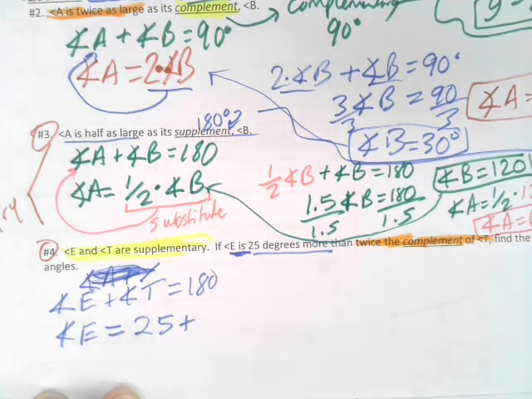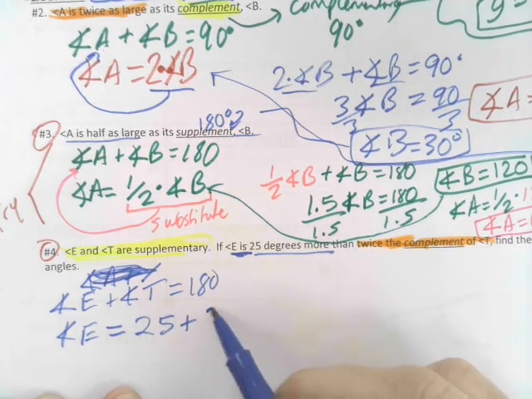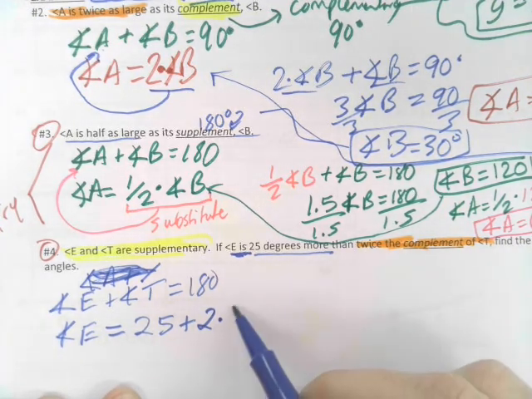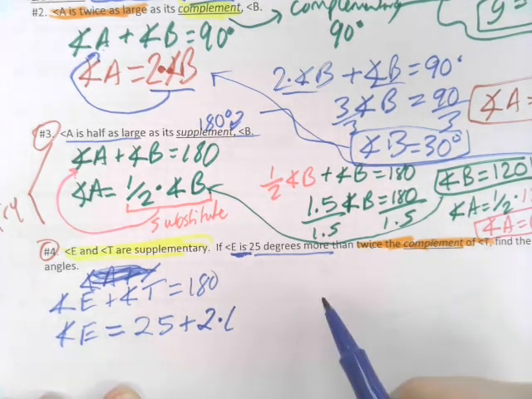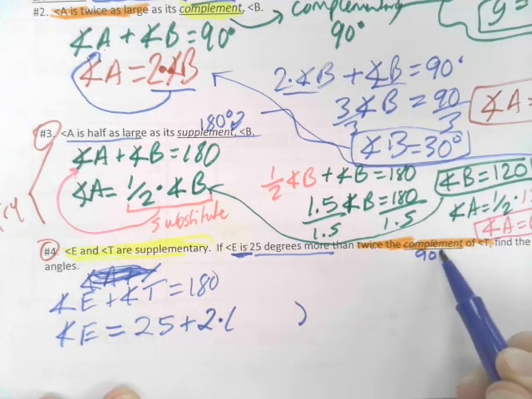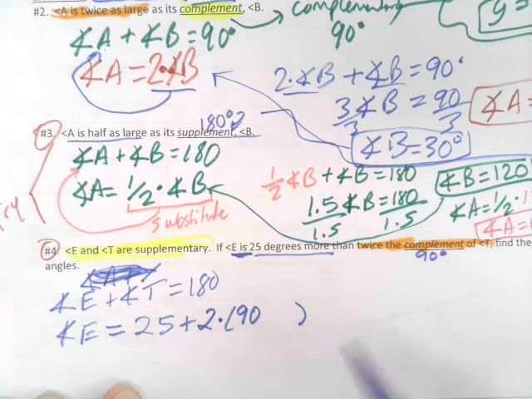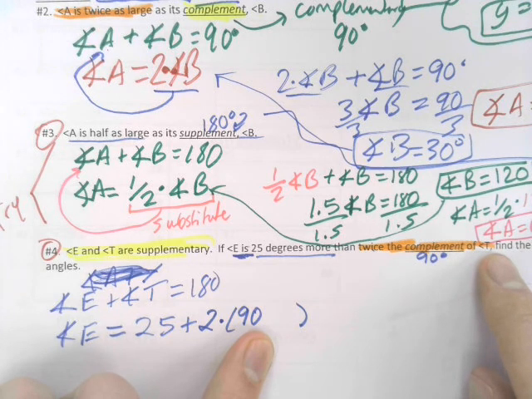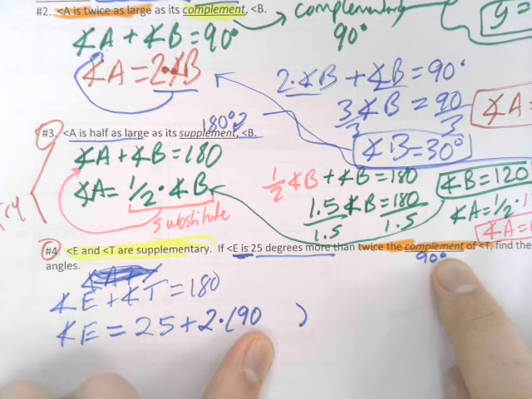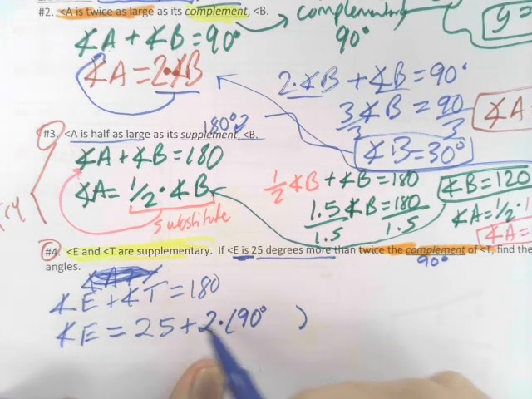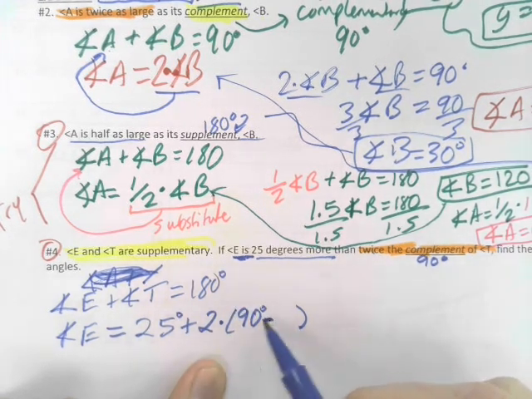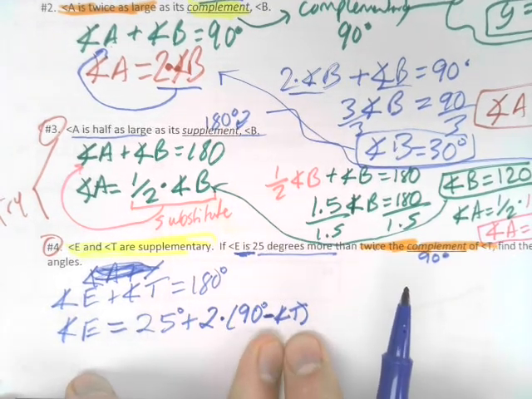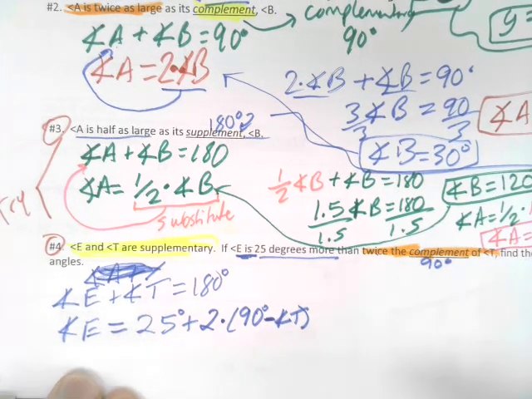What on earth does that mean? Well, twice we know means to multiply something by 2. So twice means 2 times something. We know complement means 90 degrees. And what would be the complement of t? Well, that would be the angle that if you added it with t would add up to be 90. So to find out what that angle is, you take 90 degrees and you subtract angle t. That leaves you with the other angle.